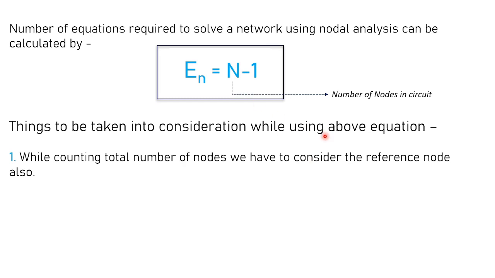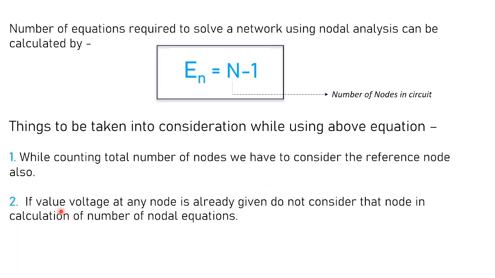The second thing that you should remember while using this equation is that if the value of voltage at any node is already given to you, do not consider that node in the calculation of the number of nodal equations. There might be a situation where a node voltage value is already known to you, like in the circuit that we just solved. V2 was already known to us, so we will not consider V2 in our n value.